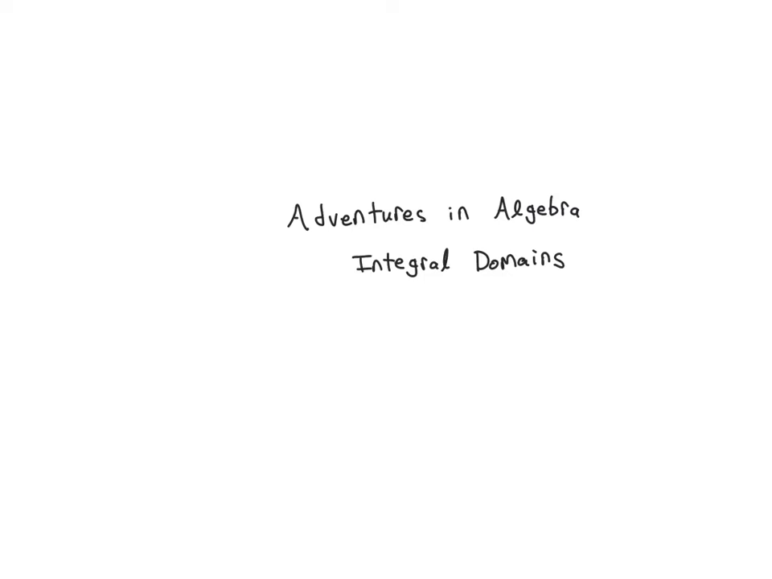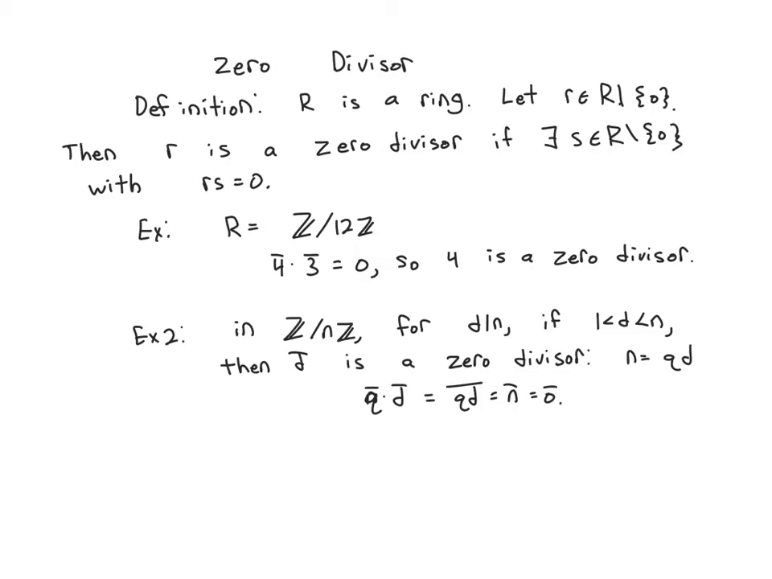In this video, we're going to discuss integral domains. Now we get to an interesting concept in ring theory called a zero divisor. Suppose R is a ring, and let r be a non-zero element of R. We say r is a zero divisor if you can find some other non-zero element in R such that when you multiply them together, you get 0.